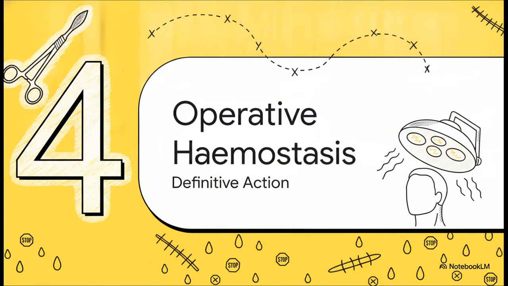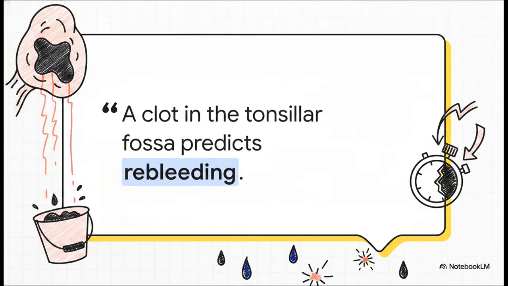Section 4. Operative hemostasis and theater. Definitive action. I really want you to keep this key clinical pearl firmly in mind. A clot in the tonsillar fossa predicts rebleeding. I'll say it again. A clot predicts rebleeding. Even if the active dripping has stopped, the mere presence of that dark, organized tonsillar clot is a massive warning sign. It's just a temporary plug on a compromised vessel, and the hemorrhage is highly likely to return.